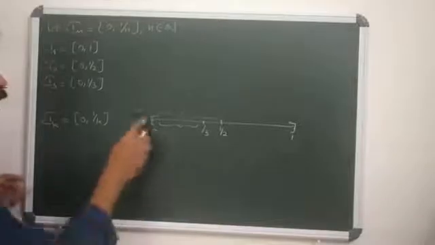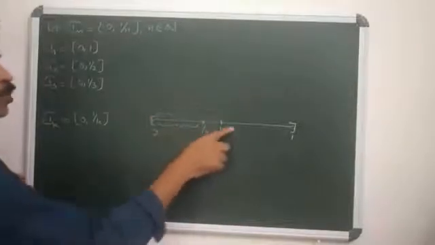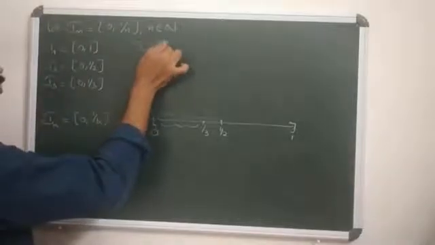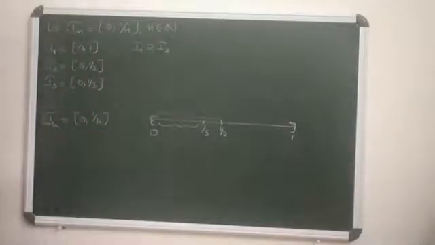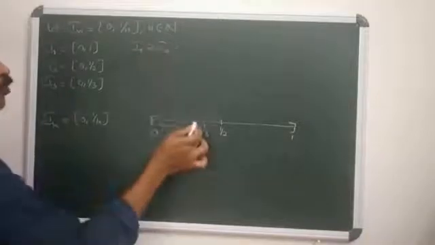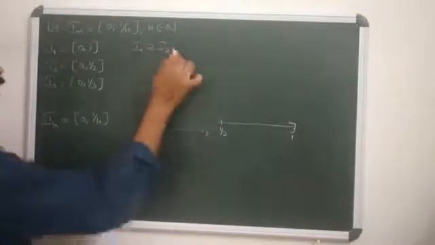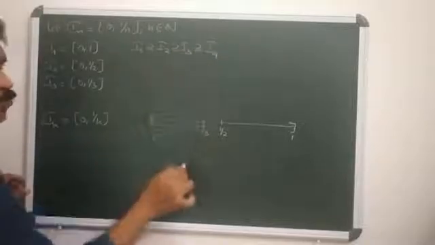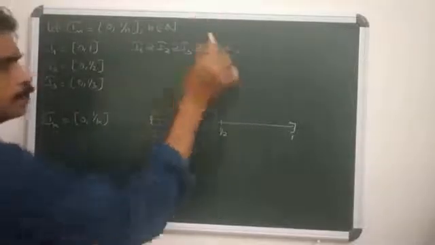Clearly, I1 is a superset of I2. Clear? I2 is a superset of I3. Clearly, I3 is a superset of I4, etc.